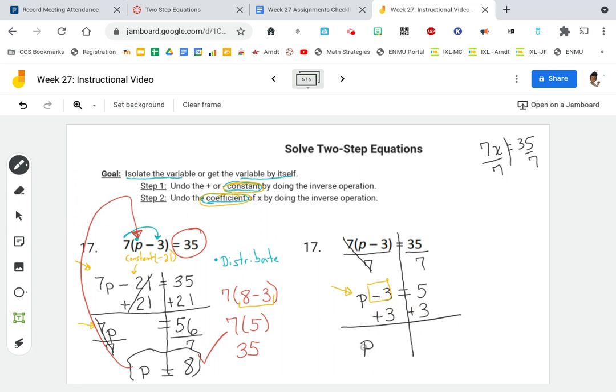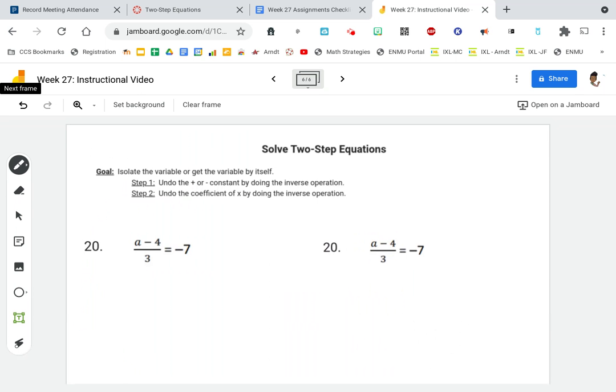So that leaves me with p. -3 plus 3 is 0, and that's what I'm writing, nothing, 0. And 5 plus 3 is 8. Either way, we got the same answer. Let's look at another problem.